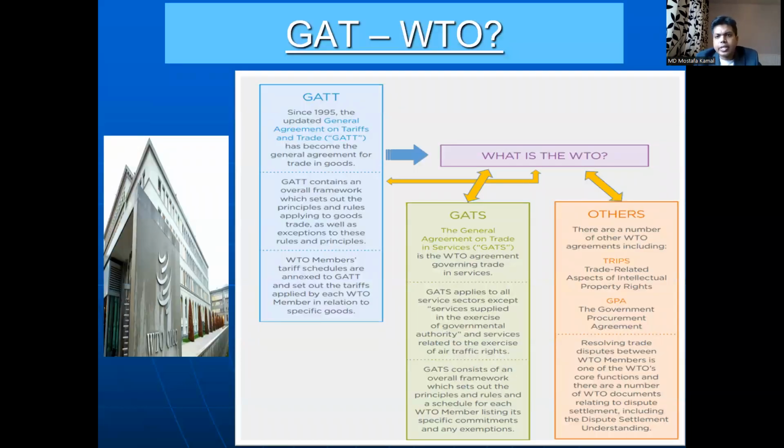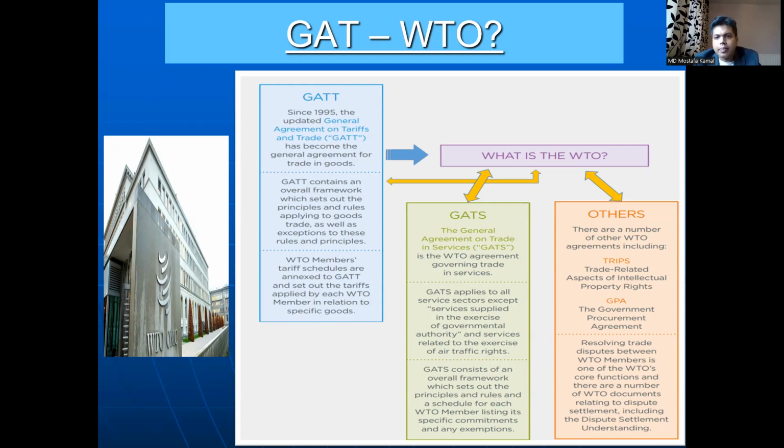Now in the next slide, we can see the definition of GATT and WTO. Since 1995, the updated General Agreement on Tariffs and Trade has become the General Agreement on Trade in Goods. GATT contains an overall framework which sets out the principles and rules applying to goods trade, as well as exceptions to these rules and principles. WTO members' tariff schedules are annexed to GATT and set out the tariffs applied by each WTO member in relation to specific goods.